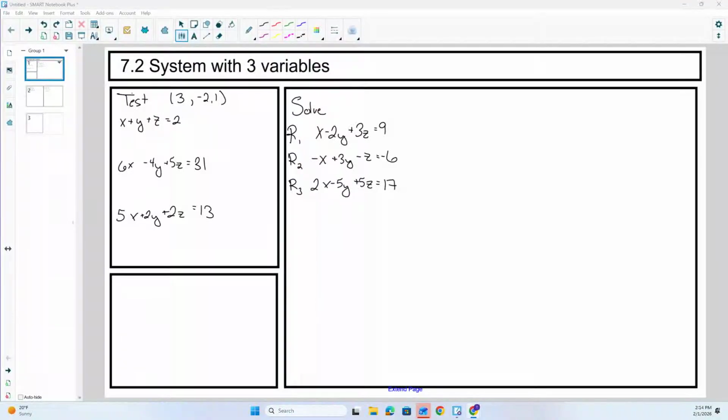Okay, so we are going to do 7.2 in college algebra, systems with three variables. We've seen 7.1, very similar idea, but now we just have an extra variable. Our first question is, we need to test to see if (3, -2, 1) works. And just like with two-variable systems, we just write in 3 plus -2.